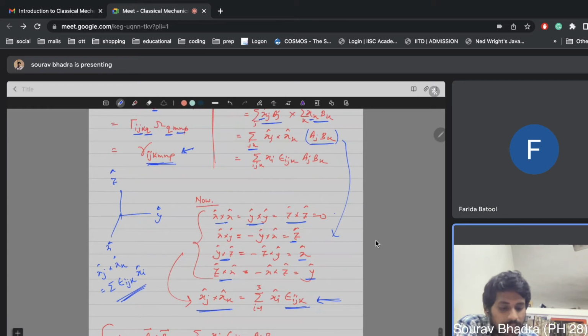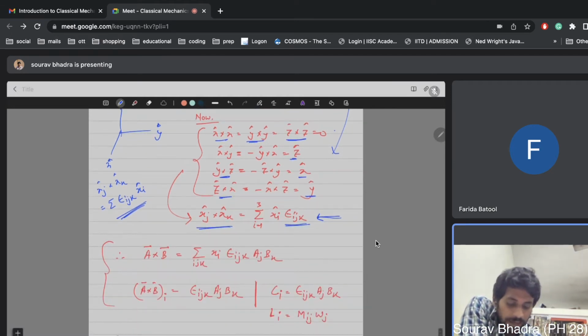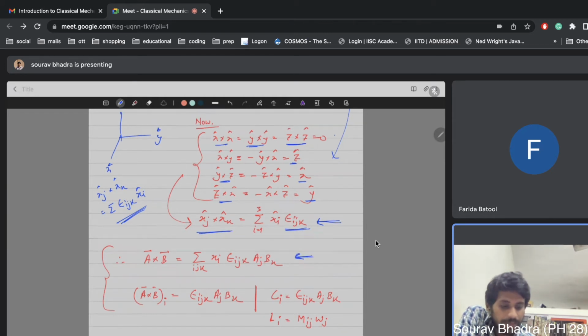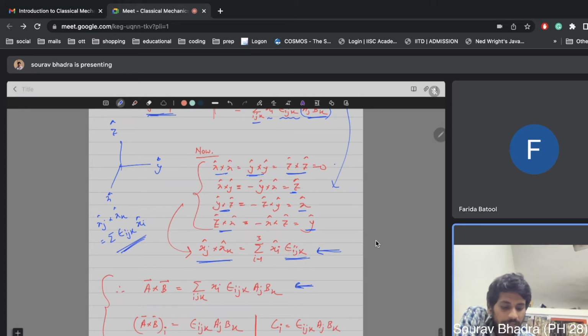So I have used that here. xj cross xk is actually epsilon ijk xi cap, and aj bk is as it was in the previous line. Now the sum is over i, j and k. So what we got for the cross product of two vectors is this. It is the same thing, I have just written it in a fresh way here. So A cross B is xi cap epsilon ijk aj bk.